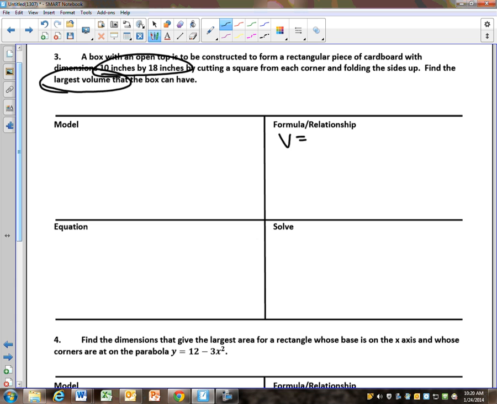Volume equals length times width times height. Very good. So now we have those 3 variables. So we're going to have to do some substitution here. Important that we draw the problem correctly. Let's model it. We have 10 by 18. Yes, you have seen this problem before. I basically took a lot of the pre-calculus problems you had last year and put them back in here.